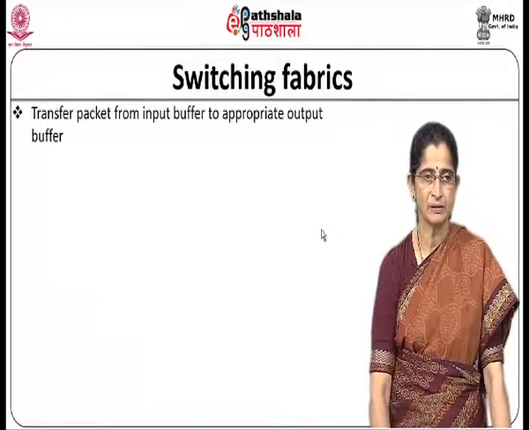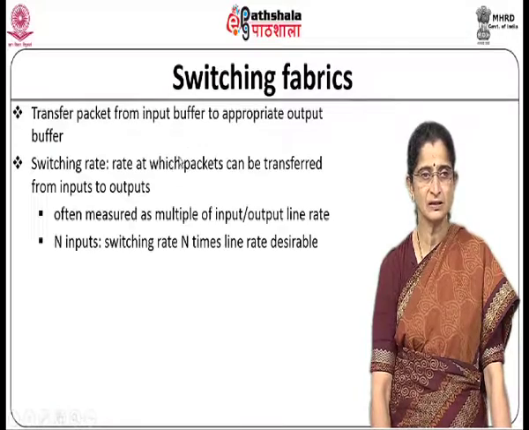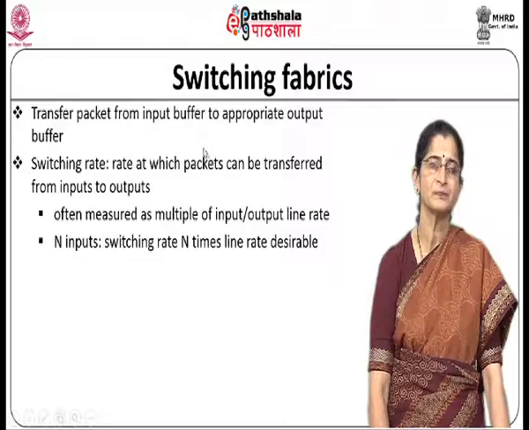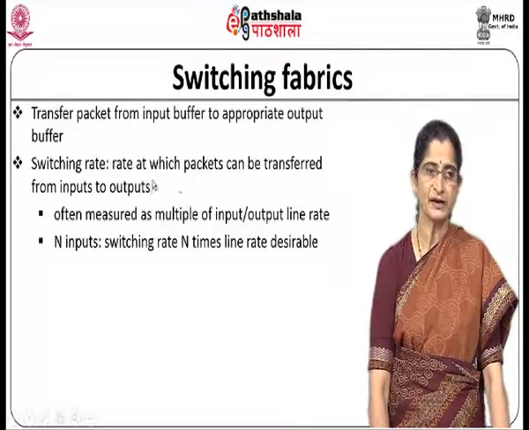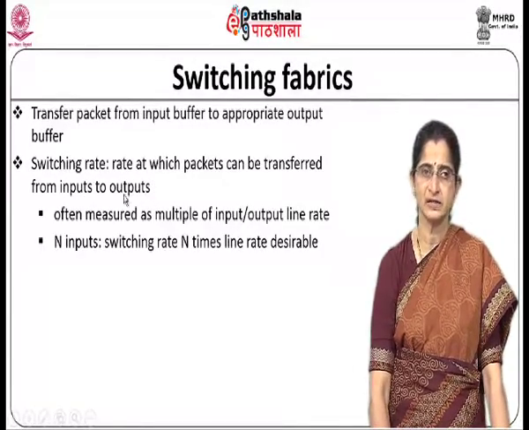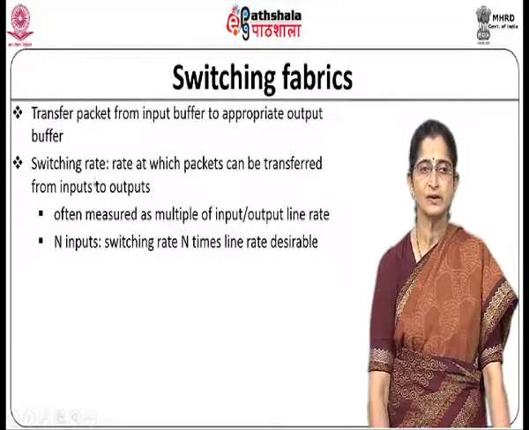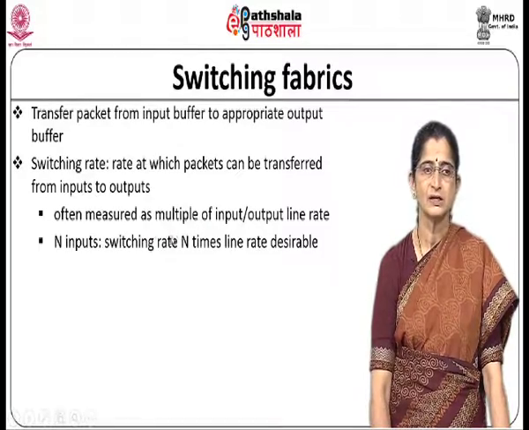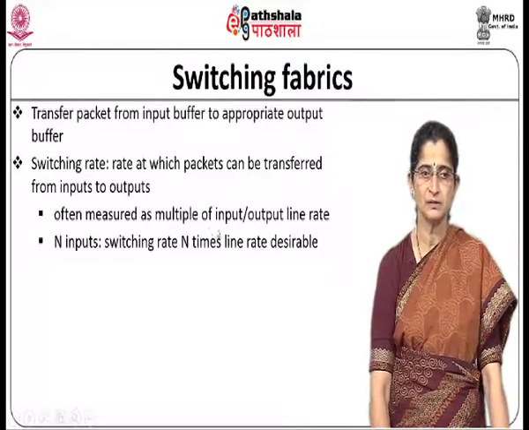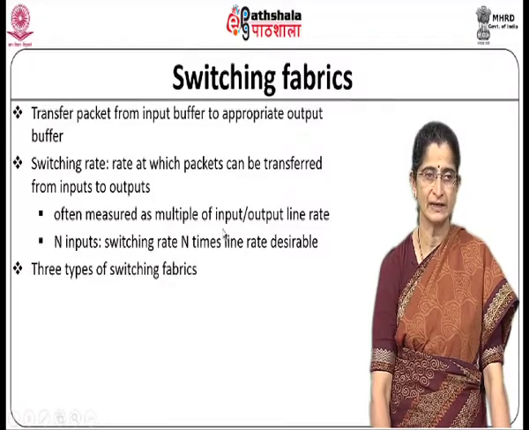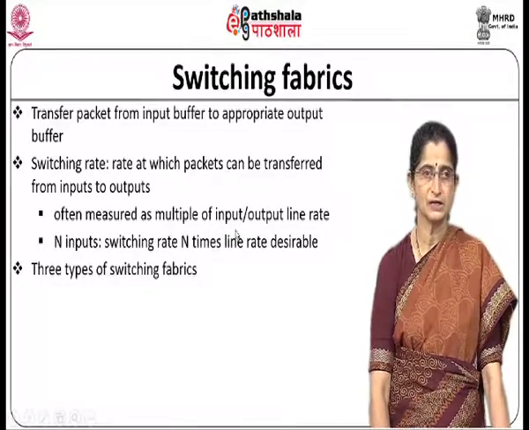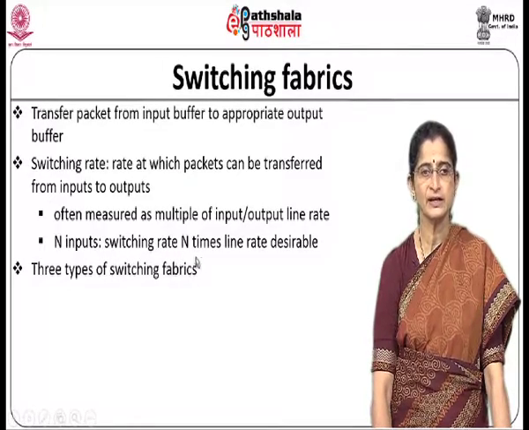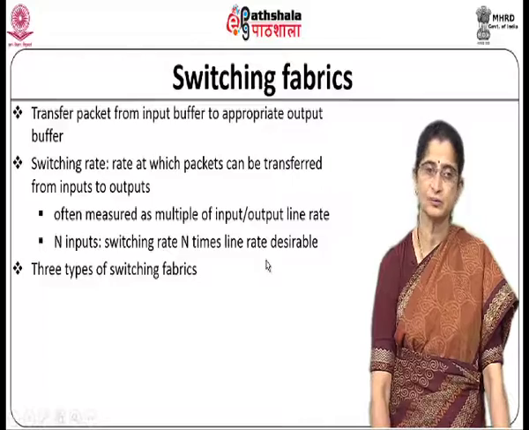Next we look at the switching fabrics. Switching fabrics are used to transfer packets from the input buffer to the appropriate output buffer. The switching rate is the rate at which packets can be transferred from input to output, and it is normally determined by the type of switching fabric we have. It is often measured as a multiple of the input/output line rate, and if there are n inputs, then the switching rate should be n times the line rate. That would be the desirable rate.